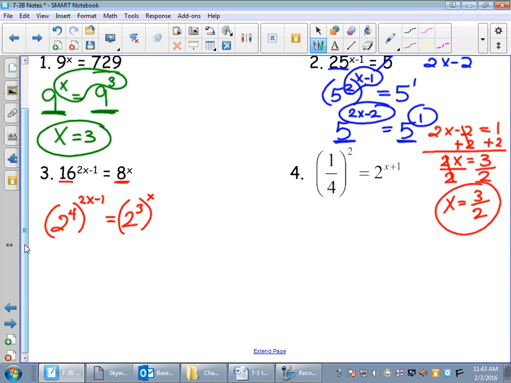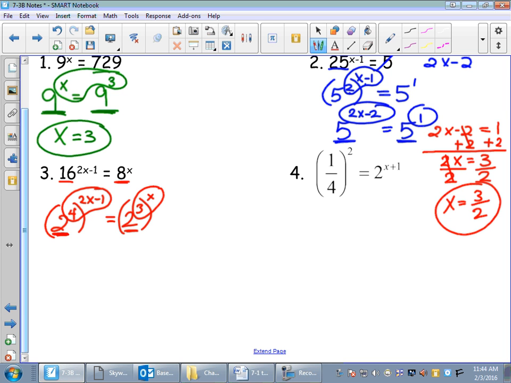We're just replacing the numerical part. Since 8 was being raised to the x power, 2 to the 3rd is just another way of writing 8. So it is also being raised to the x power. You have power to a power. We need to multiply these. Now I can just do that multiplication as part of my work, so I don't have to go off to the side of my paper.